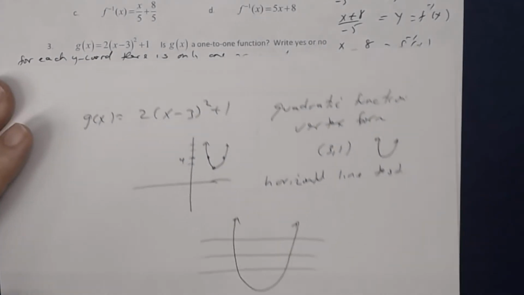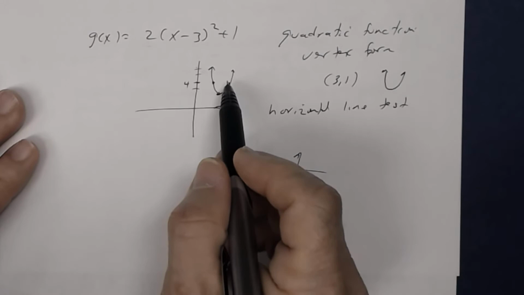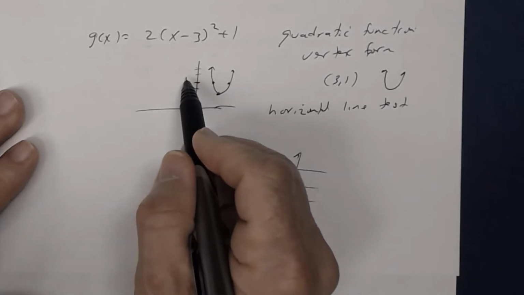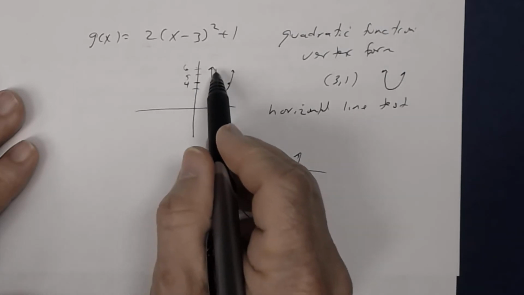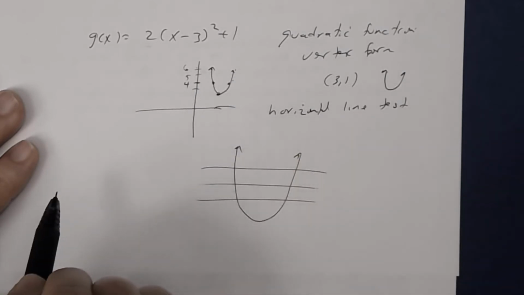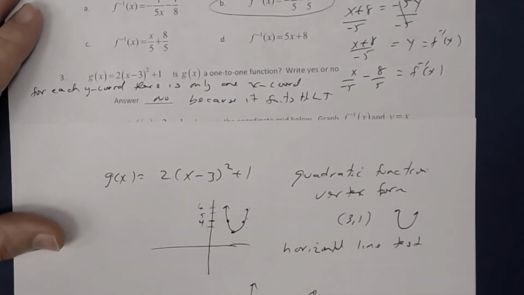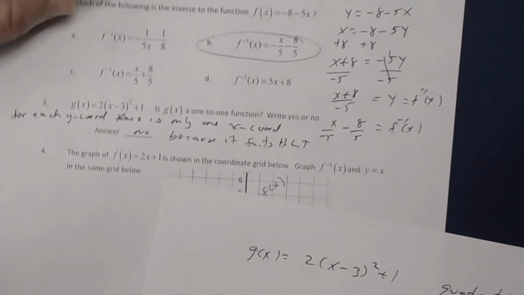All right, mainly because, remember, the reason why it failed the horizontal line test is because for each y coordinate right here, regardless if you use 4, 5, 6, whatever it may be, how many x coordinates are associated with it? 2. Definition says you can only have what? 1. Okay? All right, and then number 4.